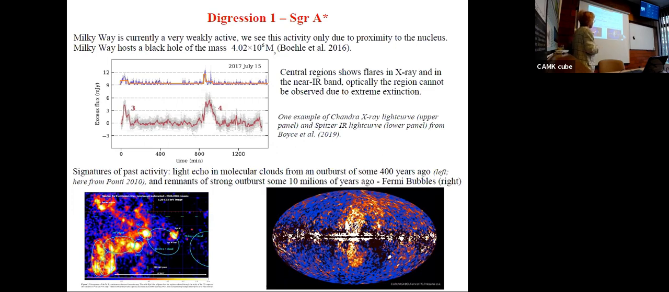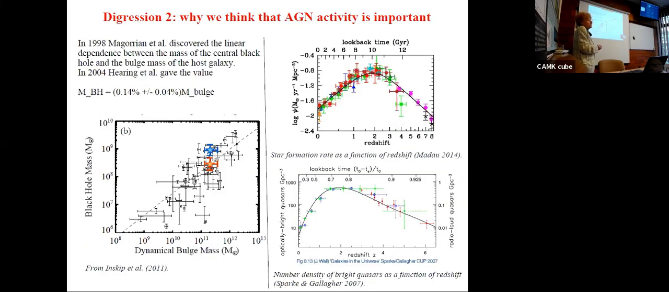And then some 10 million years ago, Sagittarius A star was certainly much, much brighter, like a decent Seyfert galaxy. And that is currently seen as the Fermi bubbles. This is a gamma ray sky. This is the galactic plane, and perpendicularly to the galactic plane you see something like radio lobes, right? This is in gamma rays. So this is probably a remnant of the past activity. So even in our non-active galaxy, we see proof that active episodes happen in every galaxy.